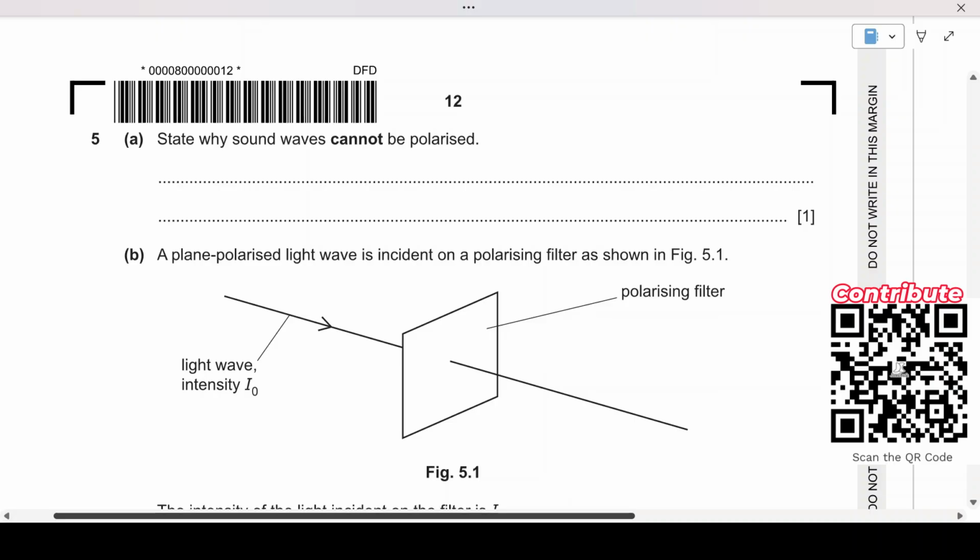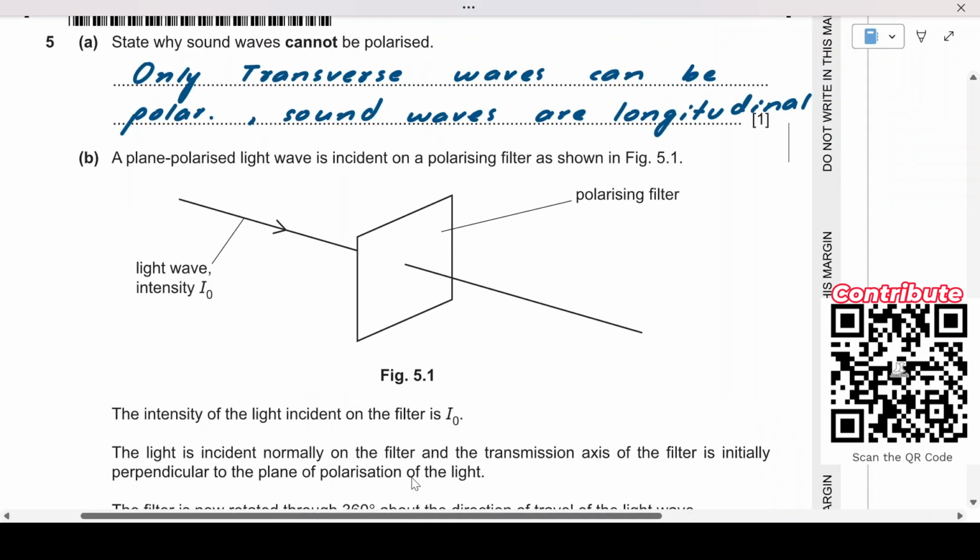Okay, so here we have the first one. State why sound waves cannot be polarized. A plane polarized light is incident on a polarizing filter. So the light wave was polarized already. So this is a polarized light, and now this filter will be known as analyzer.